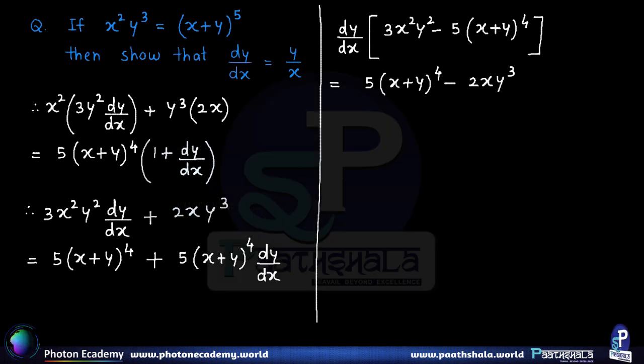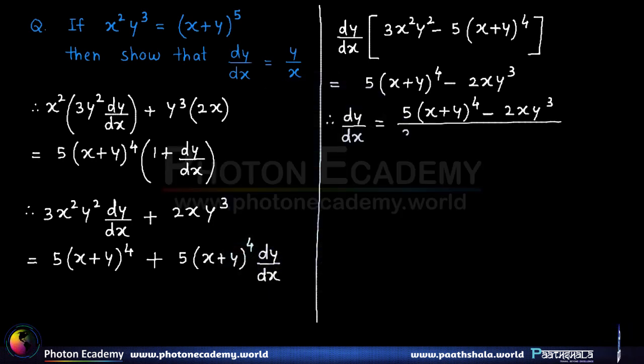So therefore dy/dx is equal to (5(x+y)⁴ minus 2xy³) upon (3x²y² minus 5(x+y)⁴).